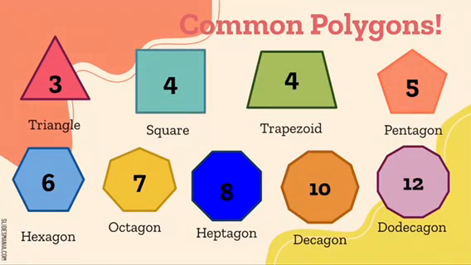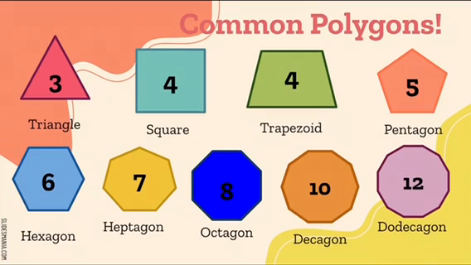So here are some of the common polygons you probably have seen around and will need to know for your whole life. A triangle, which has 3 sides, a square, which has 4, a trapezoid, which also has 4, a pentagon, which has 5 sides, a hexagon has 6 sides, a heptagon has 7, an octagon has 8, a decagon has 10, and a dodecagon has 12.